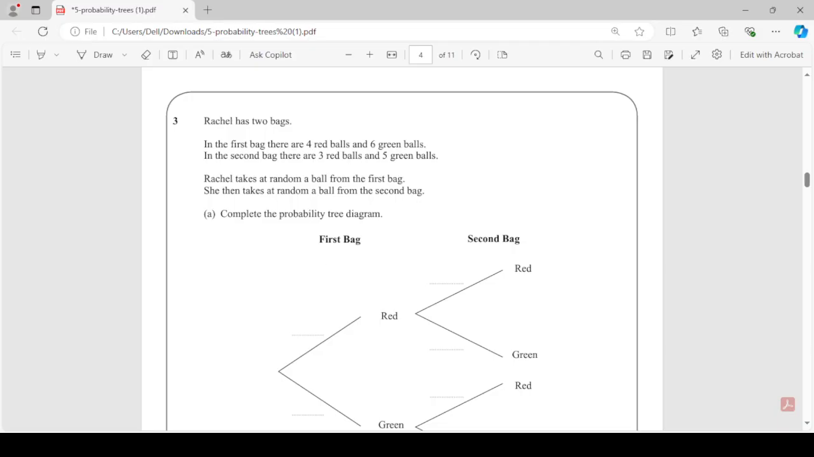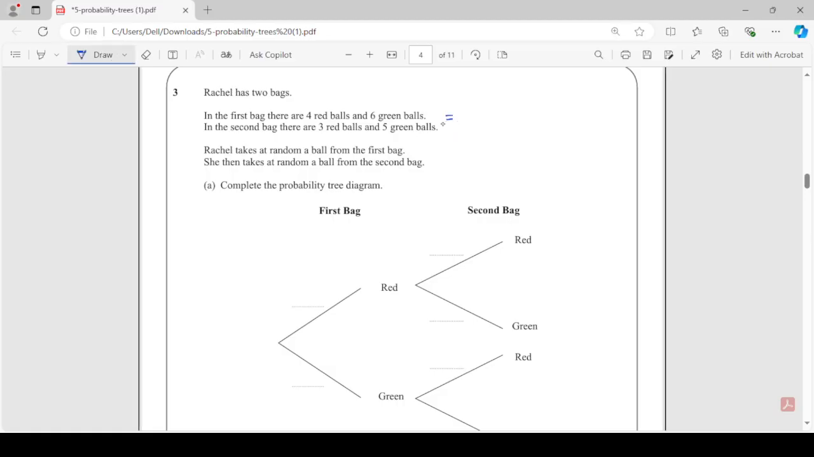Question 3. Rachel has 2 bags. In the first bag, there are 4 red balls and 6 green balls. In the second bag, there are 3 red balls and 5 green balls. Rachel takes at random a ball from the first bag. She then takes at random a ball from the second bag. Complete the probability tree diagram.